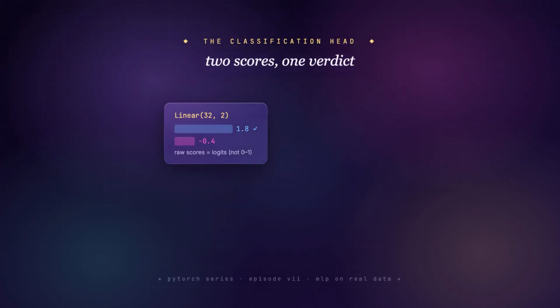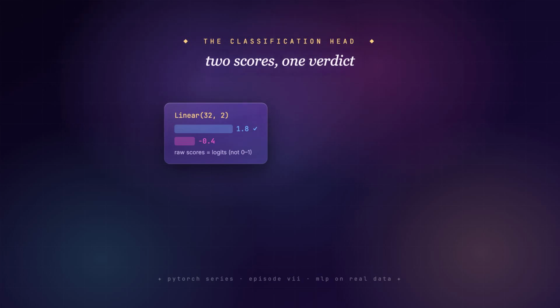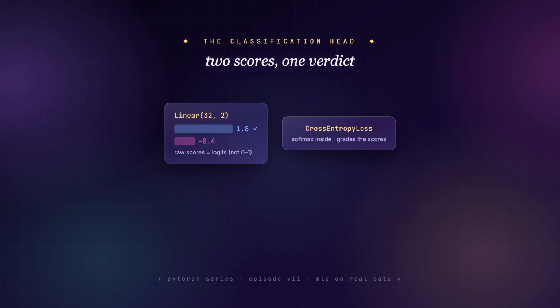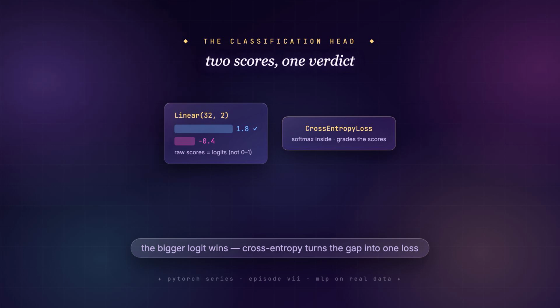The last layer outputs two numbers, one per class, not probabilities, just raw scores. We call them logits. The bigger logit wins, and cross-entropy loss is built to read exactly these. It takes the two raw scores and the true label and tells the net how wrong it was, in one number it can push downhill. Under the hood, it runs a softmax to turn those scores into probabilities first, but the loss handles that for you.